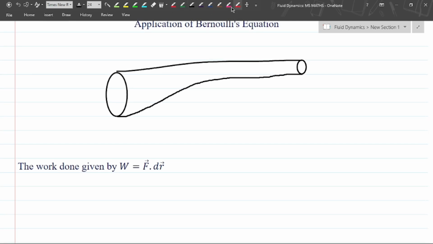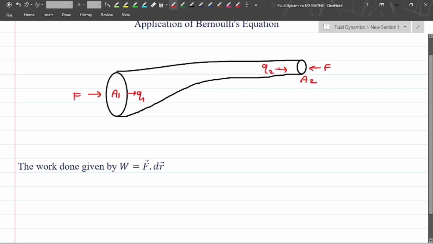In this practical example, we have a tube in which the cross-sectional area of this part is A1 and the area of this part is A2. Here the fluid goes with the force F, and here we can say there is the atmospheric force, that F. Now the velocity at this surface is Q1 and the velocity at this one is Q2. Okay, then this is at delta x1 and this is delta x2.